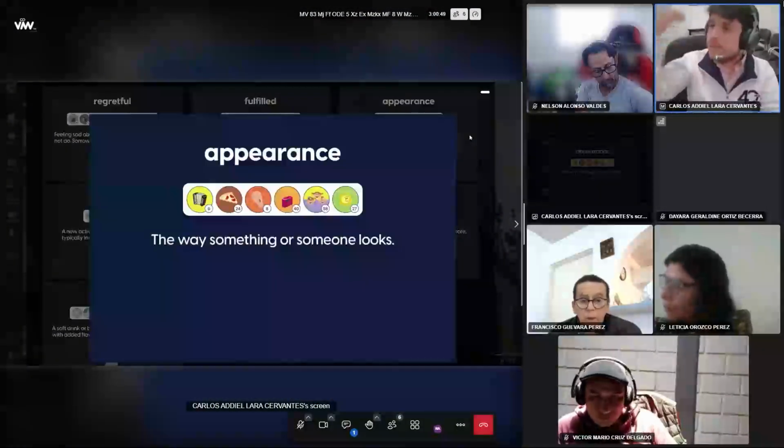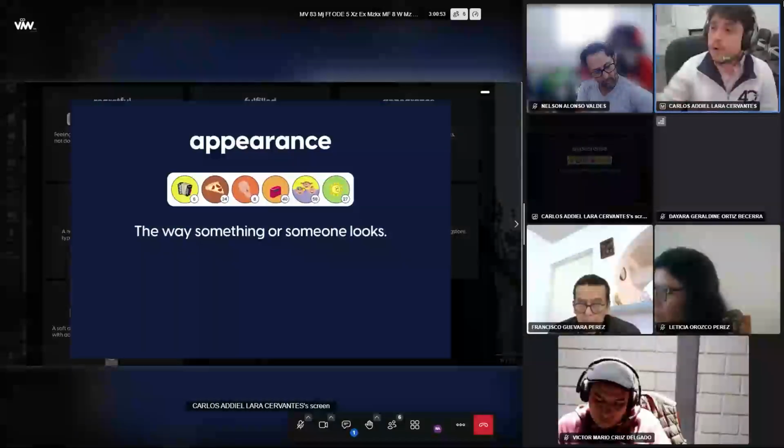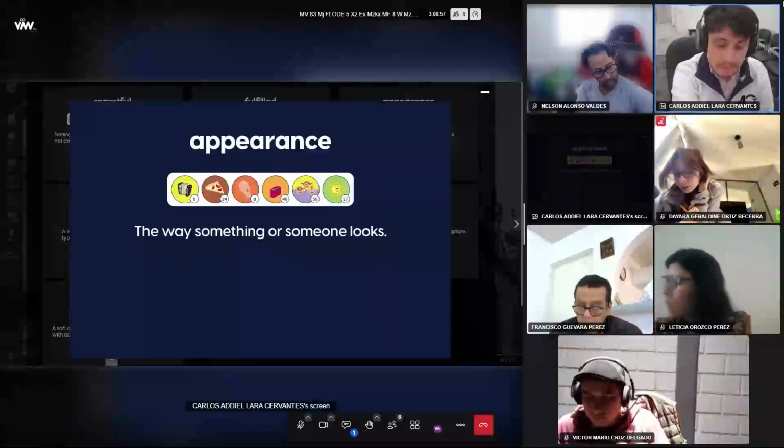Appearance is similar to the look. He changed the look of the house. He changed the appearance of the house.